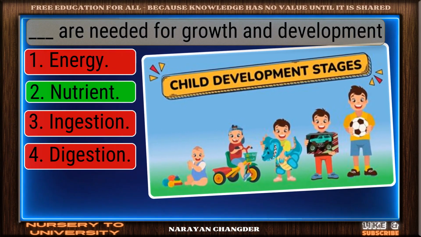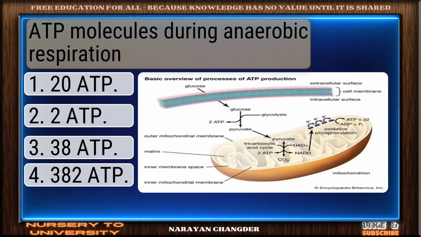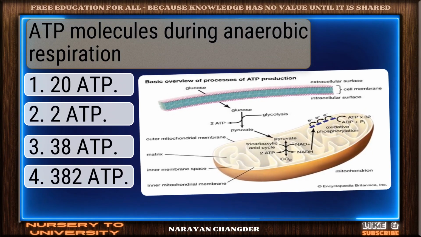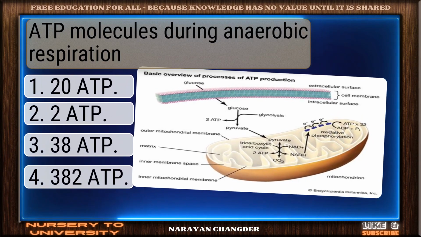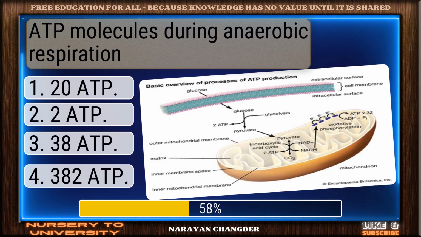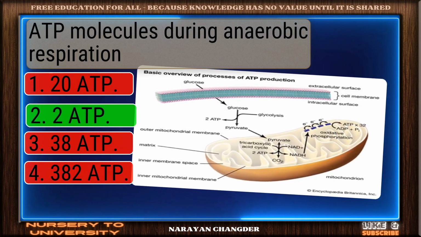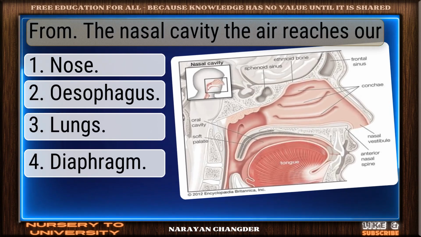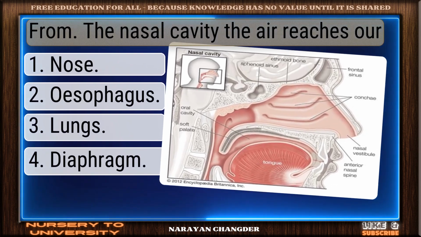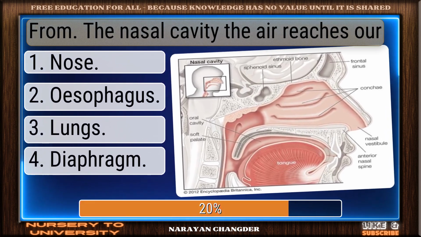Nice work. You chose nutrient and it is correct. Question number 95. ATP molecules during anaerobic respiration. Smart move. 2 ATP is an accurate answer. Question number 96. From the nasal cavity the air reaches the?